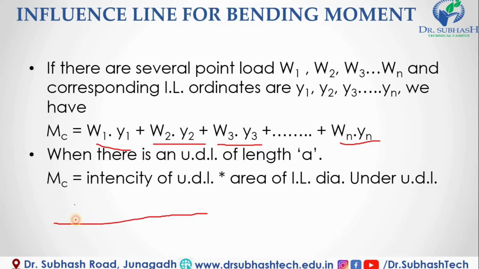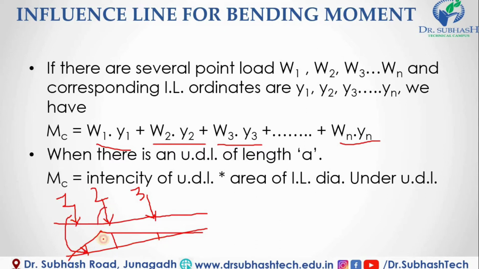I will try to draw the figure. Suppose these are the different loads given, multiple loads W1, W2 and W3. At the corresponding positions we have already calculated the coordinates. At W1 this is Y1, at W2 it is Y2, and at W3 it is Y3. So calculate W1 into Y1 plus W2 into Y2 plus W3 into Y3. Likewise we calculate the total intensity at C when several point loads are given.